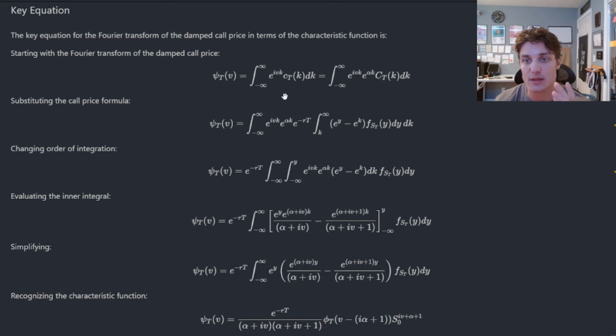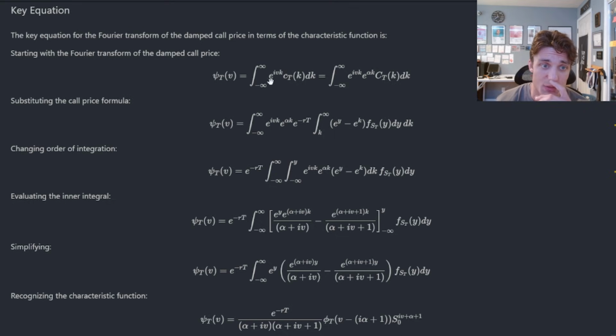Essentially, we're starting with this Fourier transform. That's all we're looking at here. This is nothing that we haven't already spoken about. This is the damped call, C sub t. We're applying the Fourier transform. That's all we're doing here.